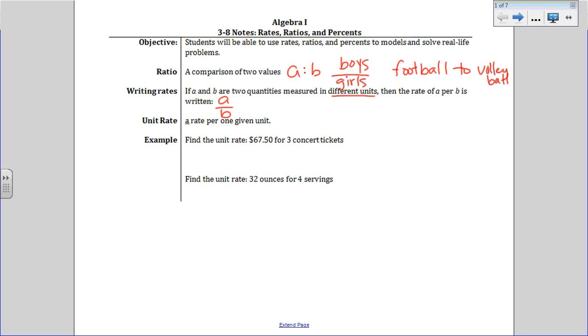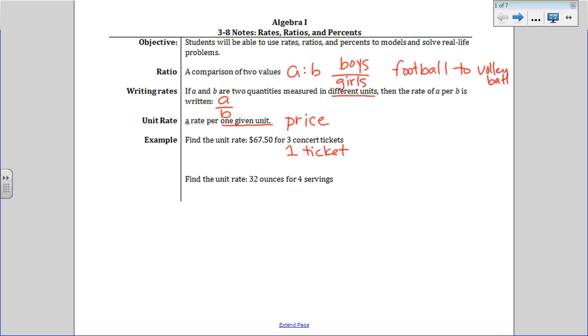Unit rate is a rate per one given unit. All right. So often we find this in terms of price. So we're finding like the price for one ticket, the price for one shirt. So let's take a look. It says find the unit rate. It says you have $67.50 for 3 concert tickets. To find the unit rate, you're finding the cost for one ticket. And so most of you are pretty quick and you know to divide.